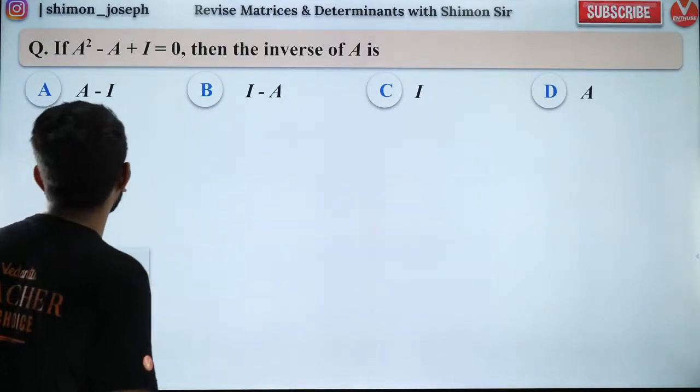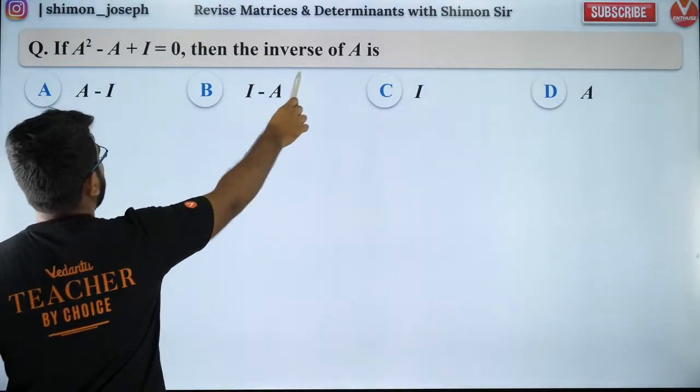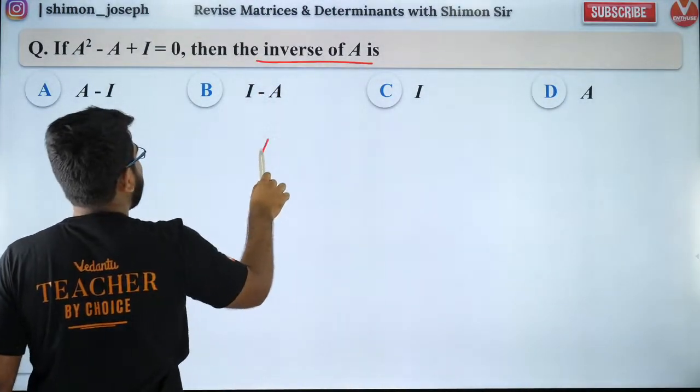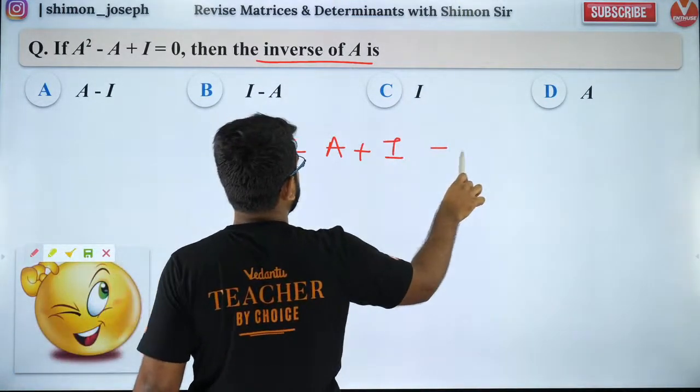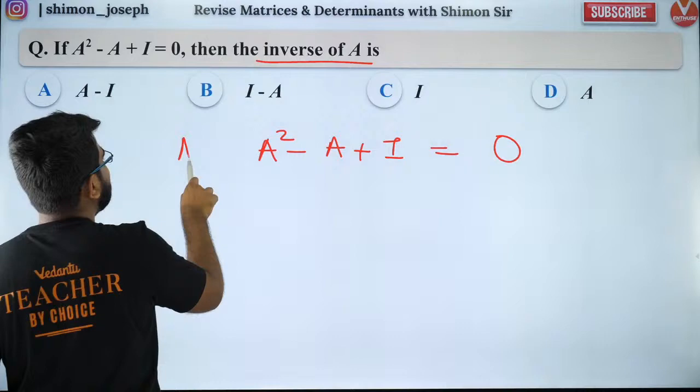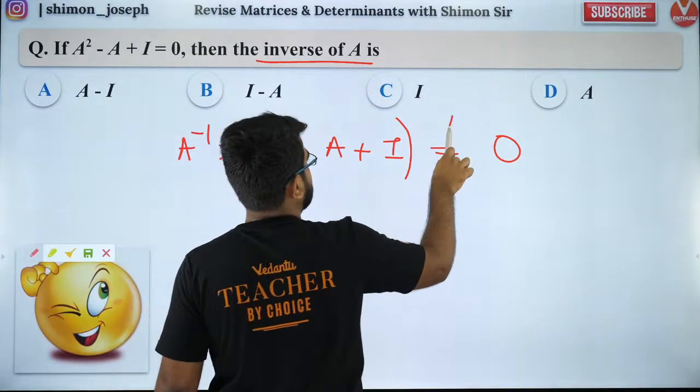So let's try to solve this. This is an easy one. So what I will do is I need to find A inverse. So we have A square minus A plus I is equal to 0. So I will pre-multiply by A inverse on both sides.